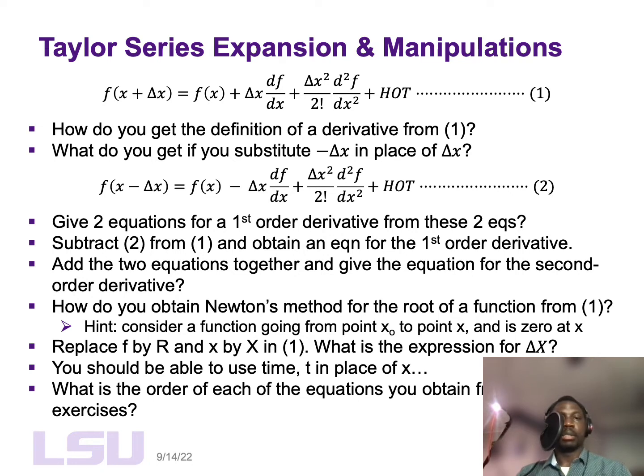So from these Taylor series, we can get the equation for the first order derivative. We can get first order forward difference, first order backward difference, central difference, all from these expansions around x plus delta x and around x minus delta x. And you will also see the order of approximation of each of these derivatives.